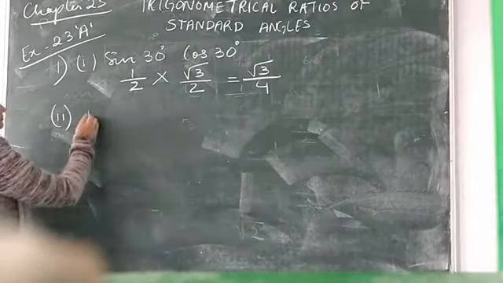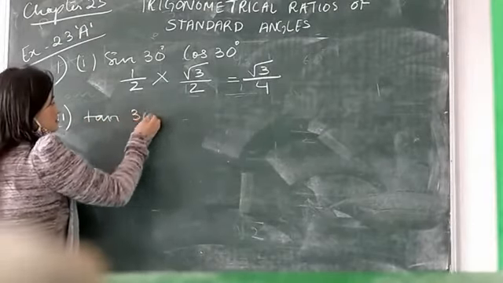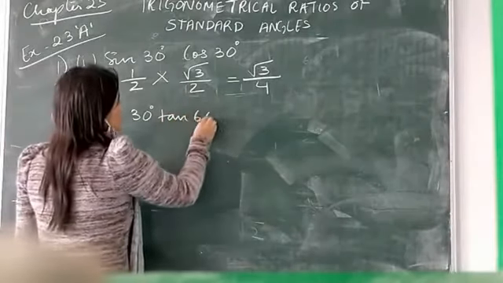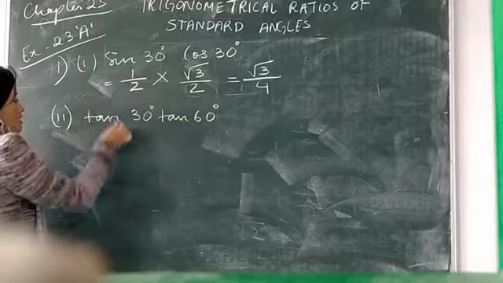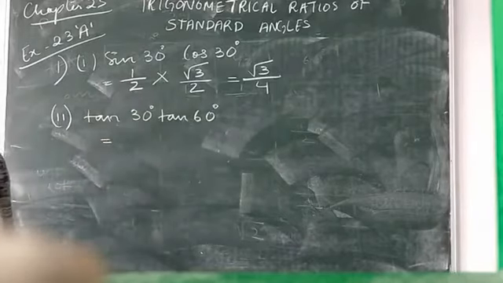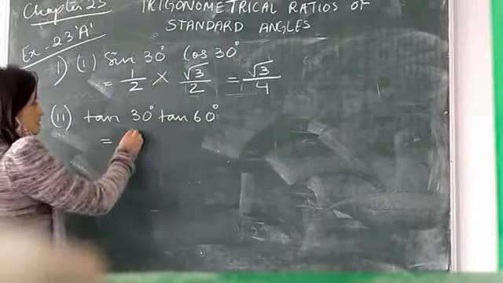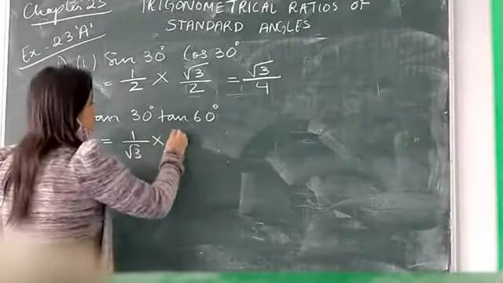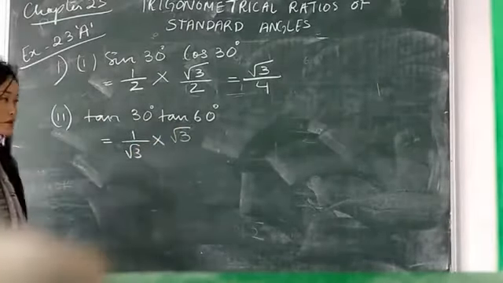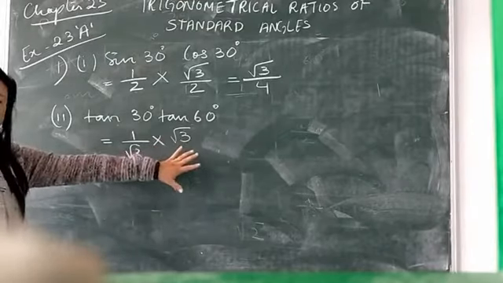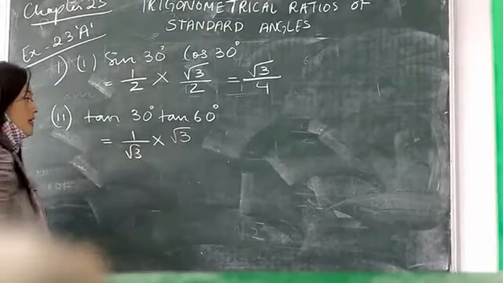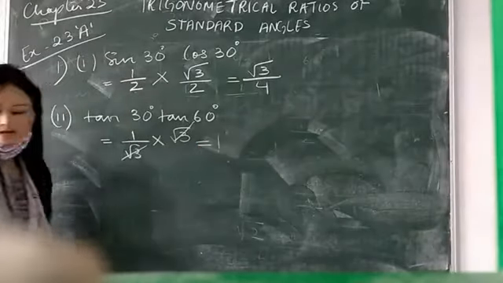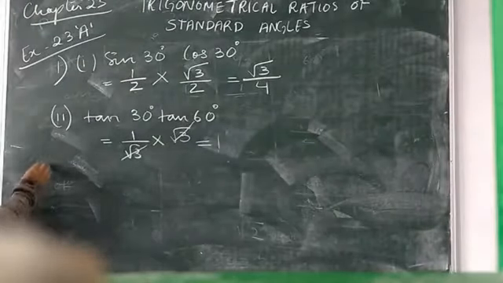Number 2. You have tan 30 degree and tan 60 degree. Like I told you, you don't have to do much, you just have to put the values. So what is your tan 30 degree? It's 1 by root 3. What is your tan 60? It's root 3. Now see if they can be cancelled. They can be reduced to simplest form. Root 3 and root 3 can be cancelled. So what is left? 1. Answer is 1.